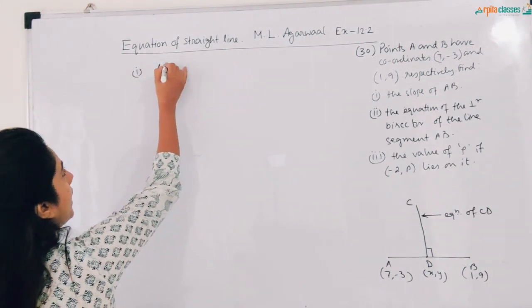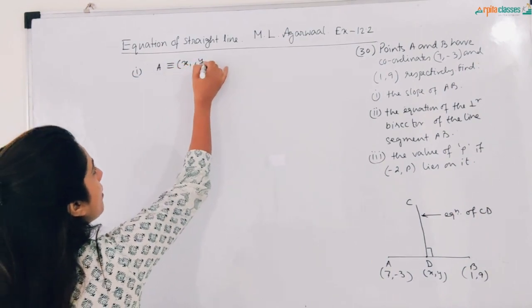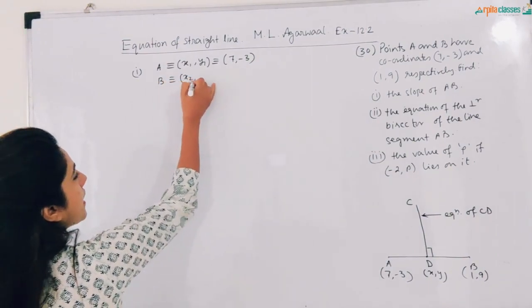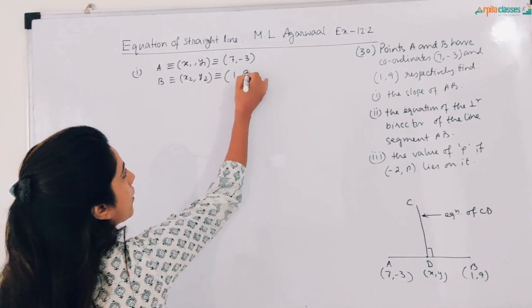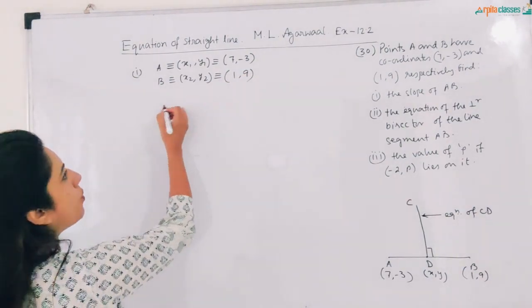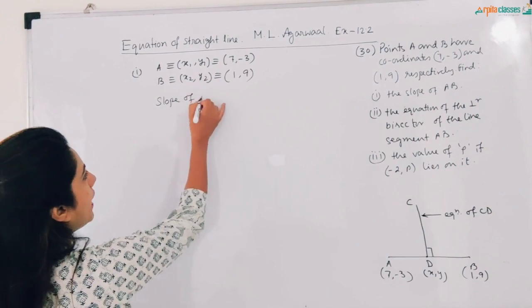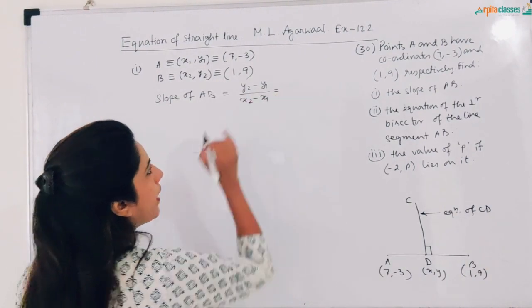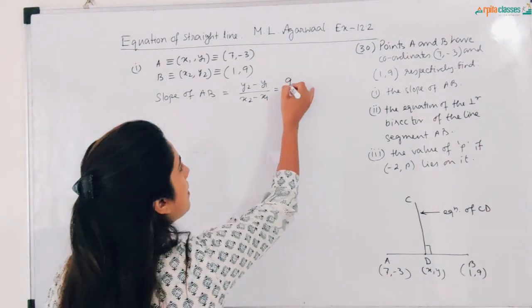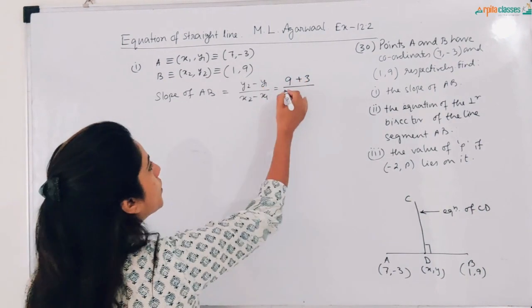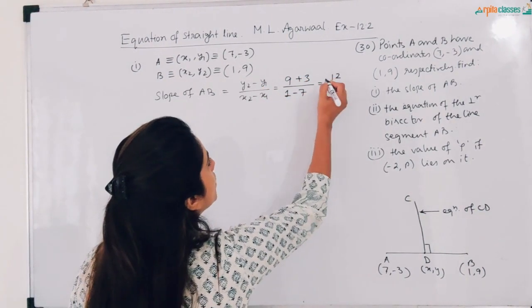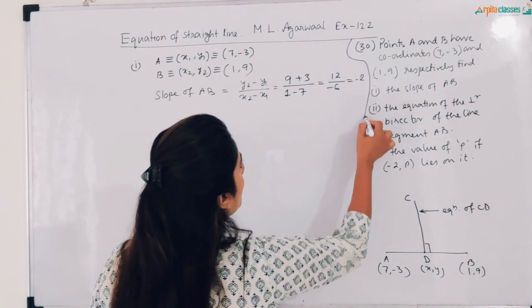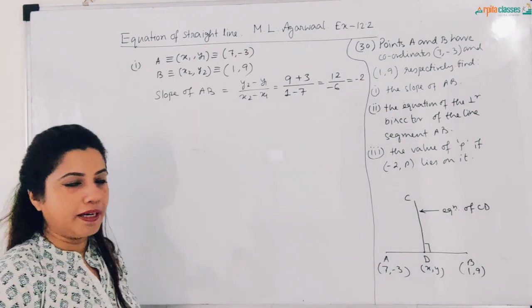First of all, A, which I am considering as (x1, y1), is given as (7, -3), and B, which I am considering (x2, y2), is given as (1, 9). So first thing is the slope of AB. The formula will be (y2 minus y1) upon (x2 minus x1). y2 is 9, so 9 minus y1, that's plus 3. x2 is 1 minus 7, so that is 12 upon -6, which is -2. So first of all, we are getting the slope of AB as -2.